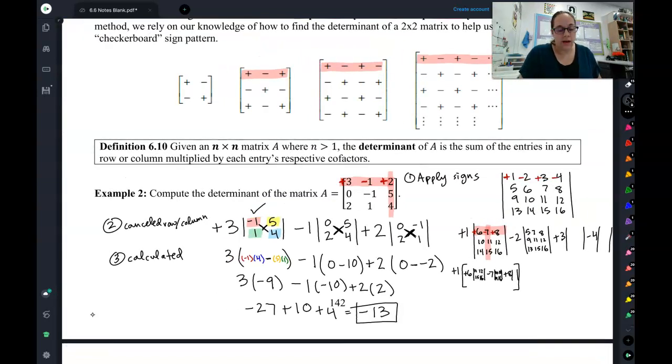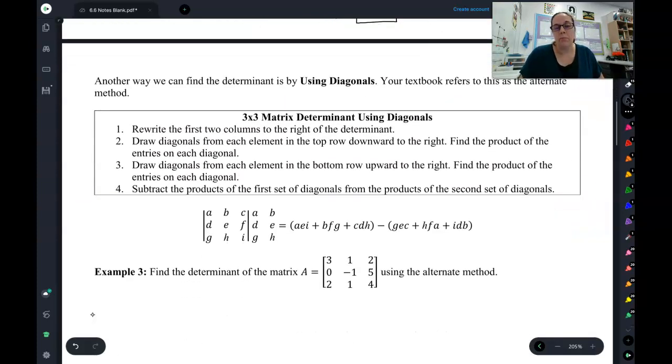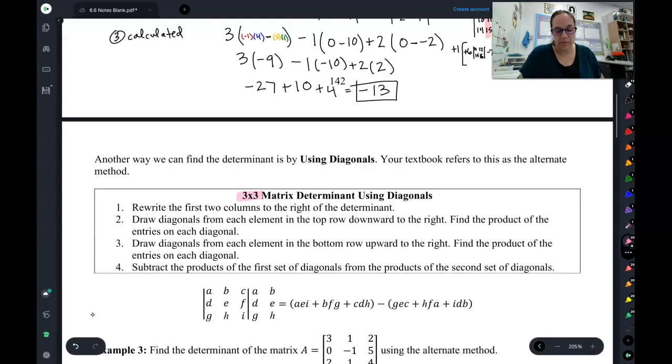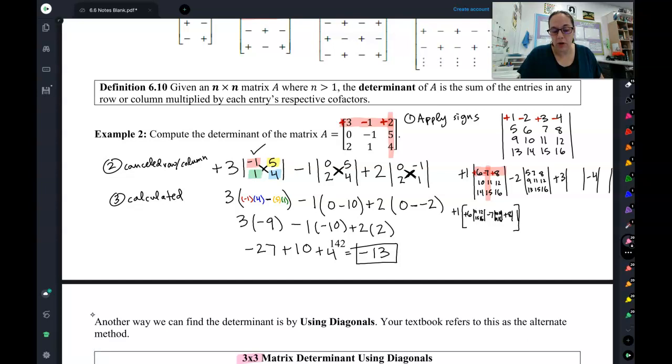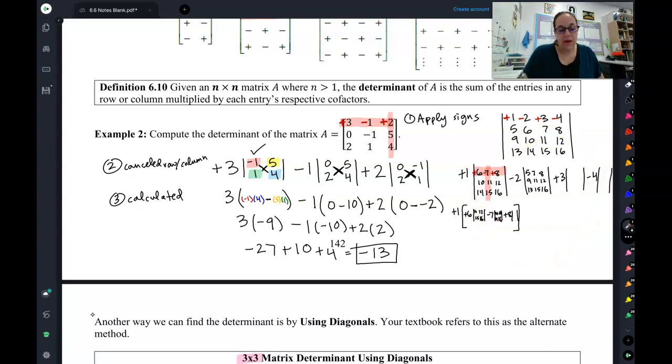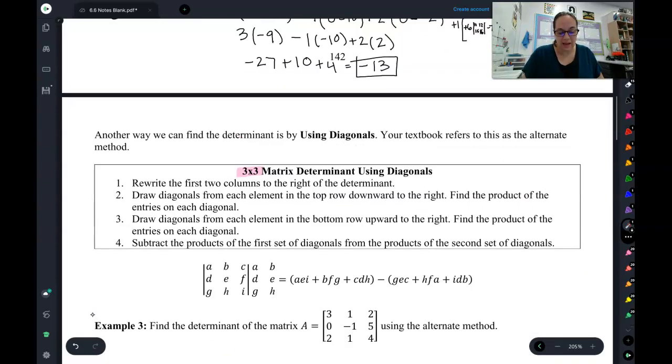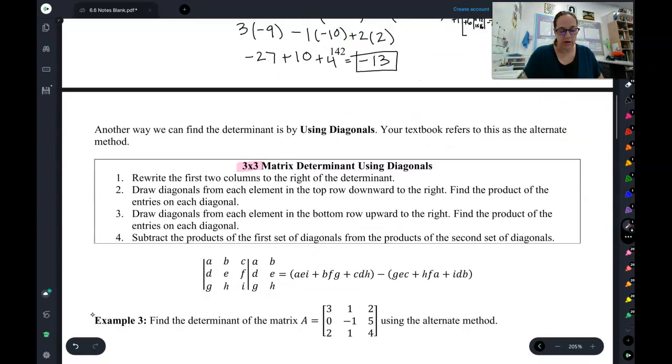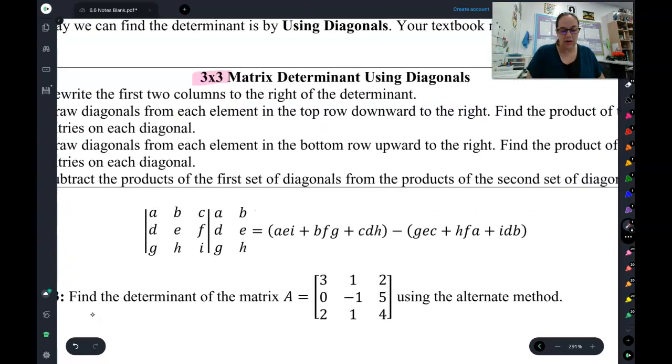Now, the last thing I would like to cover in this video is that 3 by 3 determinants do also have a second method. I wouldn't necessarily call this method a shortcut, it's just different. However, this method for determinants only works for 3 by 3s. If you have a 4 by 4, 5 by 5, any bigger, you have to do it using this method. That is the only way we can. If it's a 3 by 3, there is a second method you can use. If you don't like this one, you can use this method right here. It's called the diagonals method.